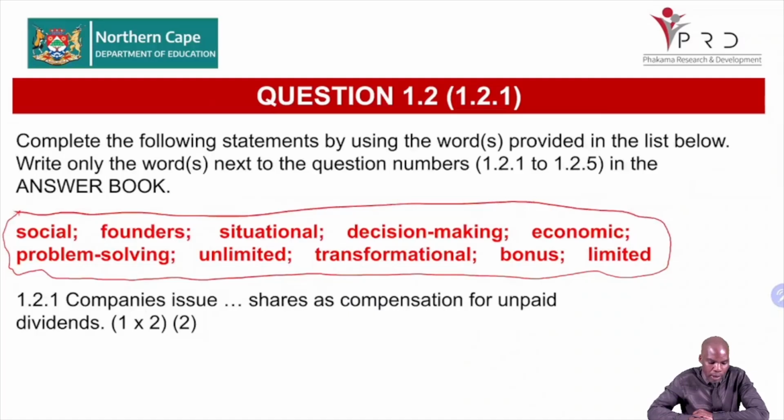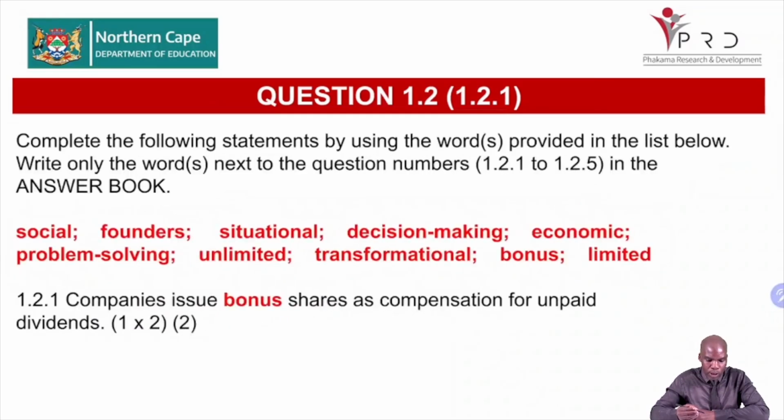Question 1.2.1 says, companies issue dash shares as compensation for unpaid dividends. Think through this statement and then pick the correct word which you will use to fill in the blank space. Okay, let's look at the word you needed to have picked there. The word is bonus. Companies issue bonus shares as compensation for unpaid dividends.